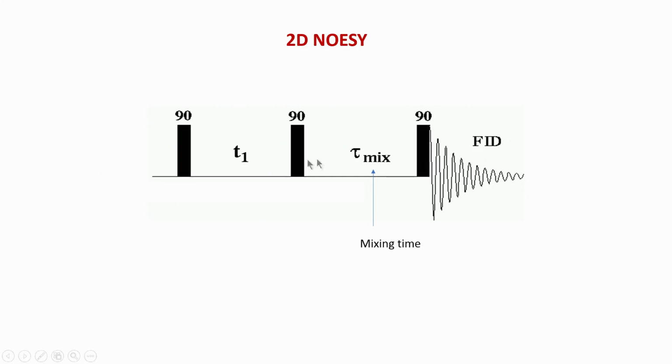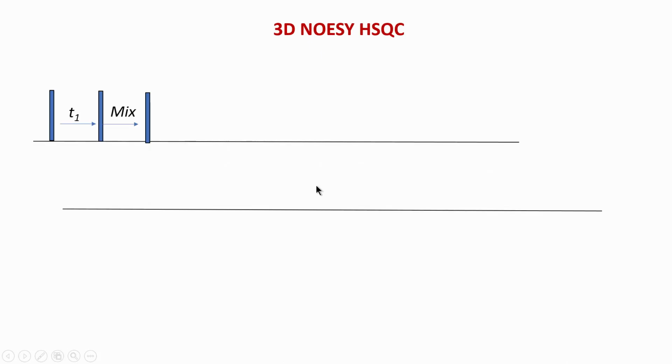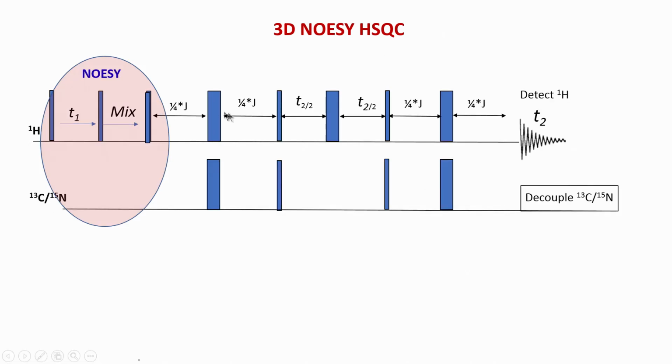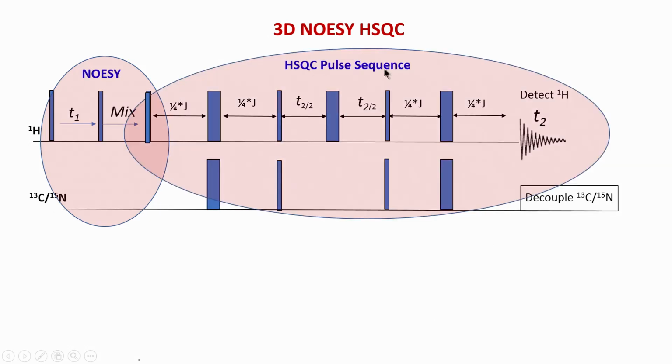Now let us see how I can extend this pulse sequence to a 3D NOESY experiment in proteins. What we do is the following: we start from the same experiment first. This is the same repetition of the last slide, 3 90-degree pulses, there is a T1 evolution and then a mixing time. Then, this last pulse, remember, brings the magnetization to the xy plane; this is the NOESY part. We then continue with the HSQC part. So, this entire part here is an HSQC pulse sequence.